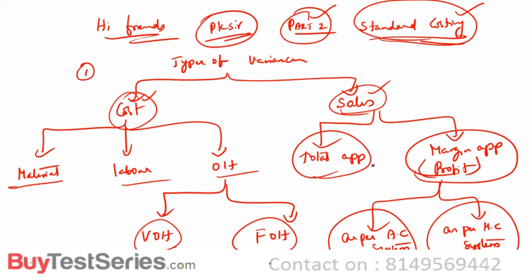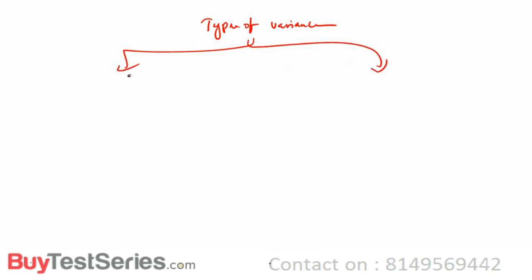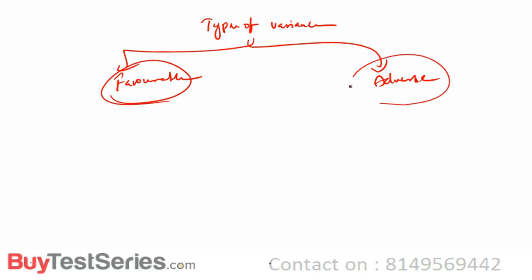Apart from this, we can have one more classification for types of variances. Ultimately there will be two types of variances: favorable variance and adverse or unfavorable variance. Now, what do you mean by favorable variance? What do you mean by adverse variance? I've seen many students think that if you calculate any variance using a formula and you get a positive number, then that is referred to as favorable, and if you get a negative number, then that is adverse variance.